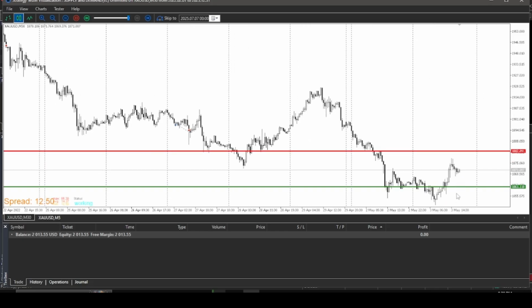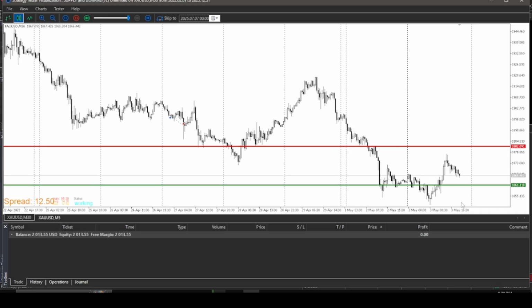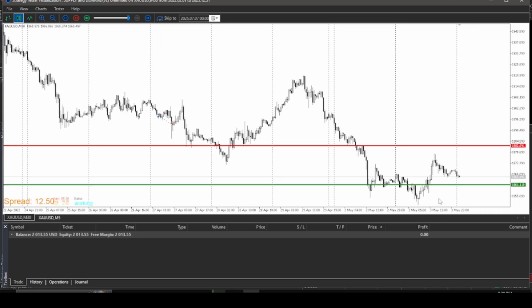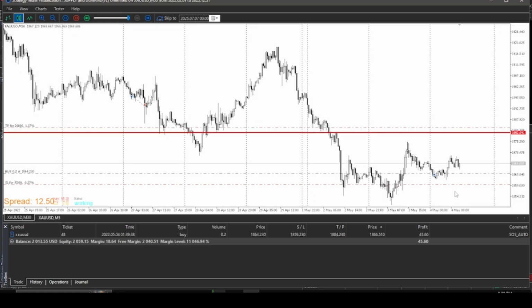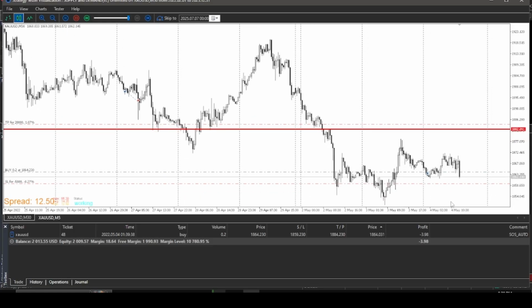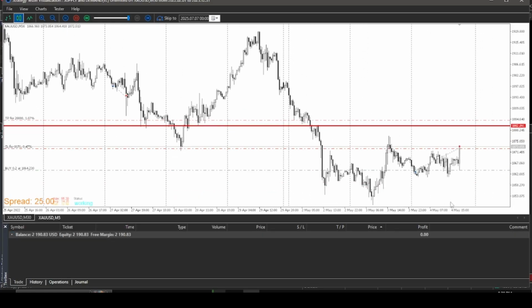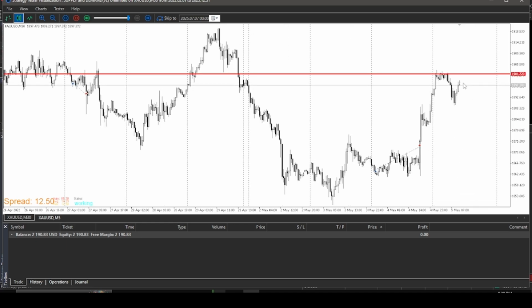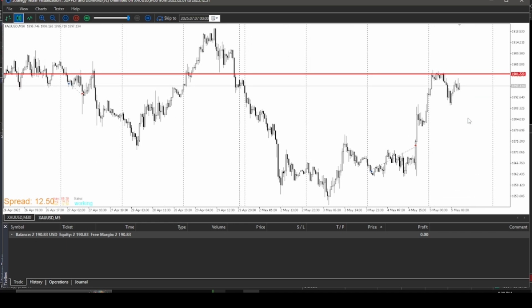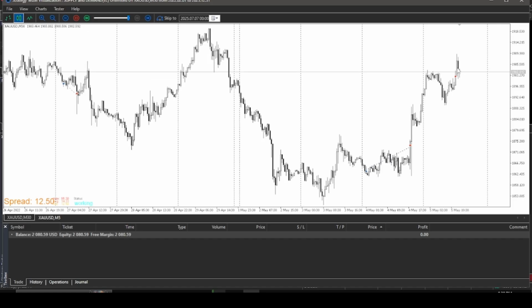Okay, the market is now approaching the demand zone. Let's see. Okay. Let's see how this ends up. Okay, we've ended up in profit here. Okay, so we are close to the supply zone here. Okay, that's a loss.